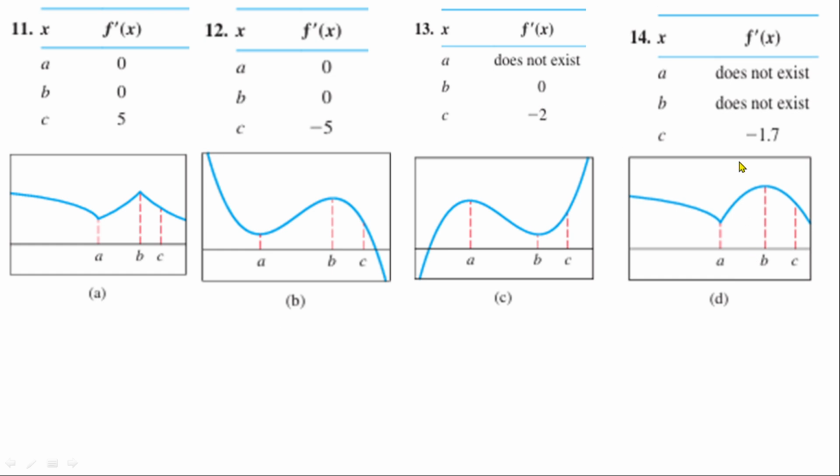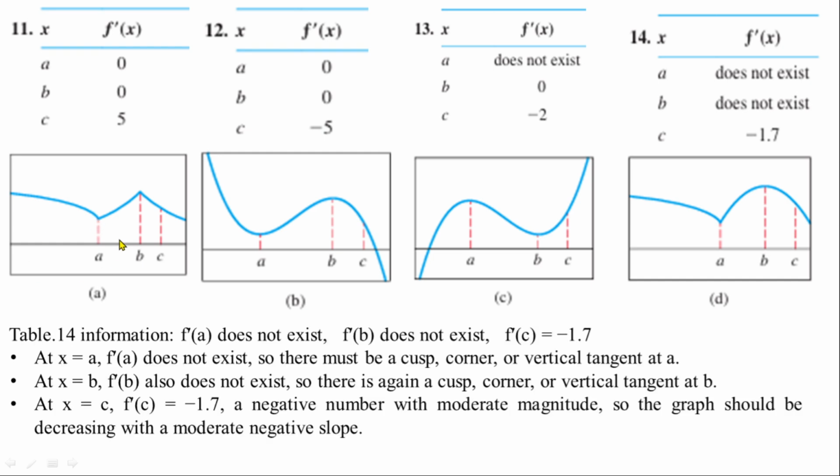And next let us see this 14th table: f dash of A does not exist and f dash of B does not exist and the slope at C is decreasing. So such a graph has a corner at A and a corner at B, and this slope is decreasing at C. So that 14th table is matched with the graph A.